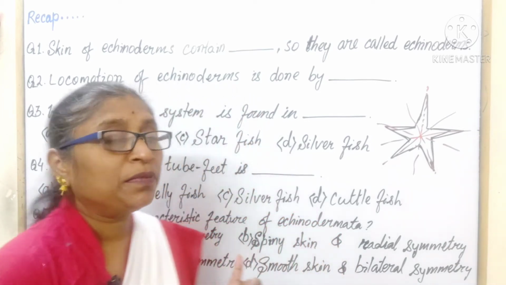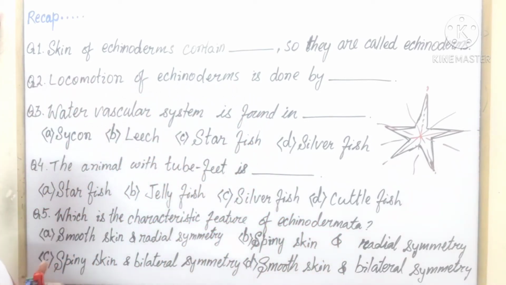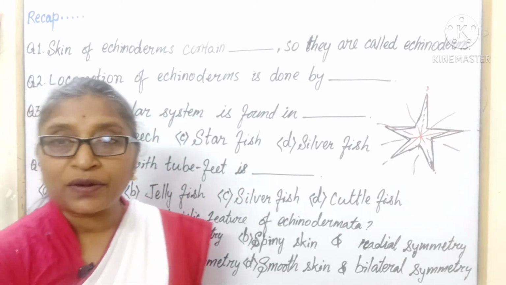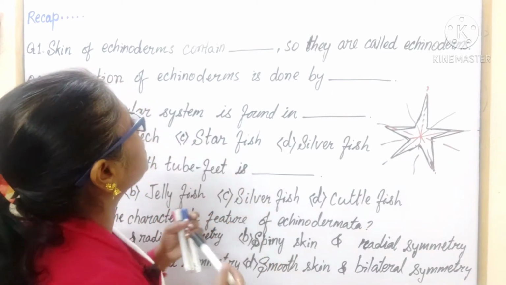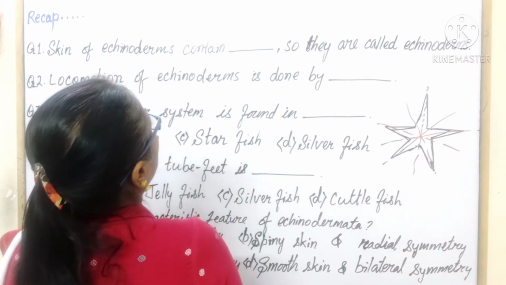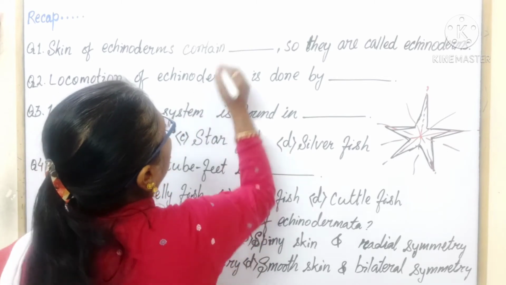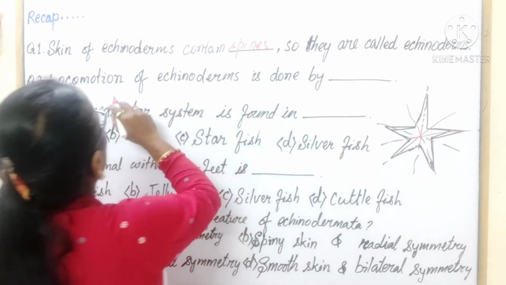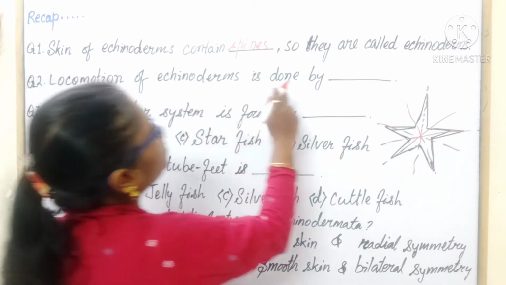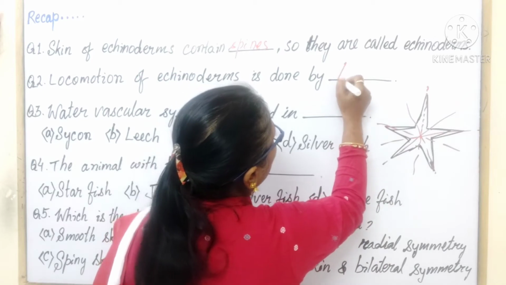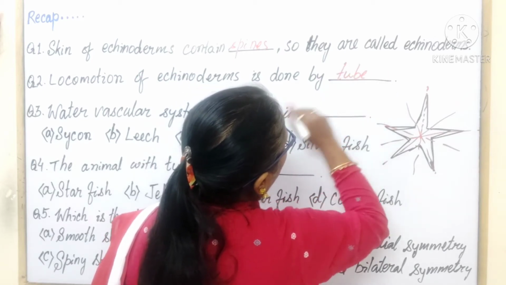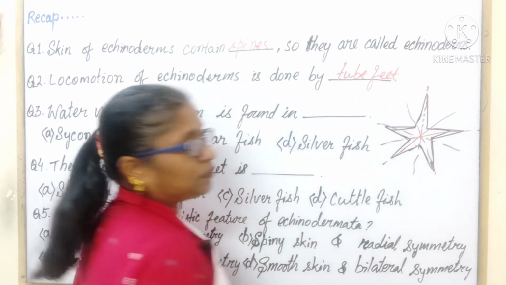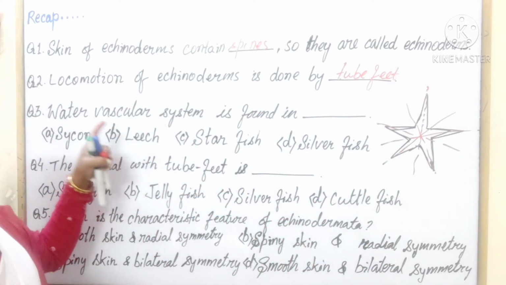And let us discuss some questions on echinodermata. Skin of echinoderms contains spines, so they are called echinoderms. Locomotion of echinoderms is done by, yes, tube feet. The water vascular system consists of tube feet which help in the locomotion.